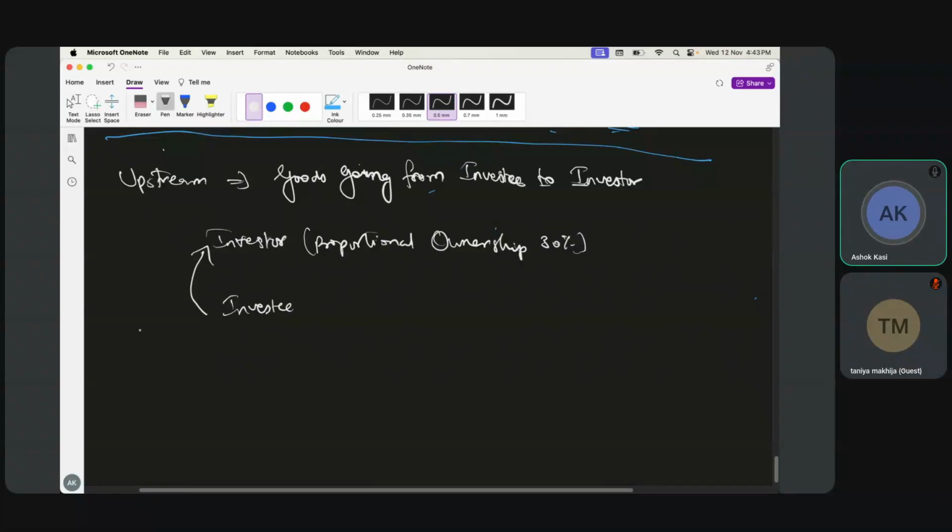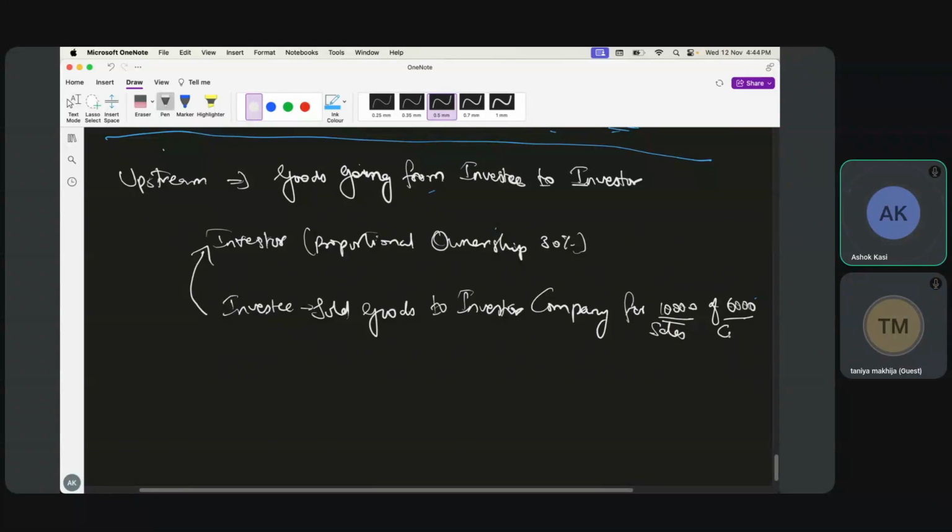So now, this investee sold goods to the investor company for 10,000, with a cost of 6,000. So that means this is the sales amount, and what is the cost of that sales? 6,000. Profit is 4,000. So in this case, you see they can easily manipulate investor and investee.